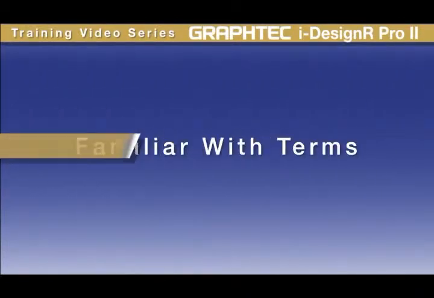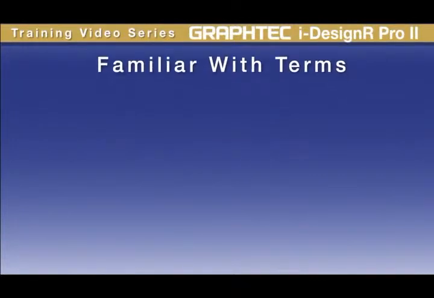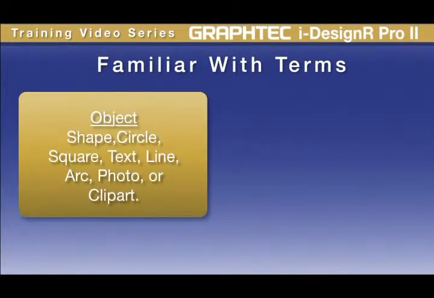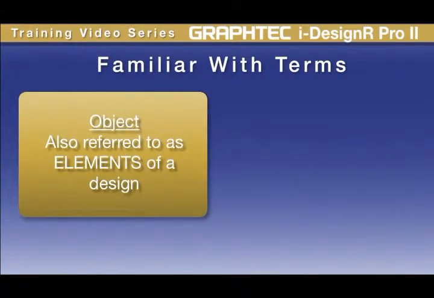Let's start, though, with getting familiar with some of the terms that we're going to be using in this lesson and other lessons as well. An object is any shape, text, line, photo, or clip art that is in the workspace. We'll also refer to them as elements of a design, because they're generally part of a design.